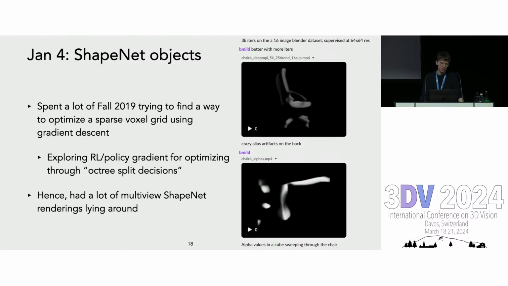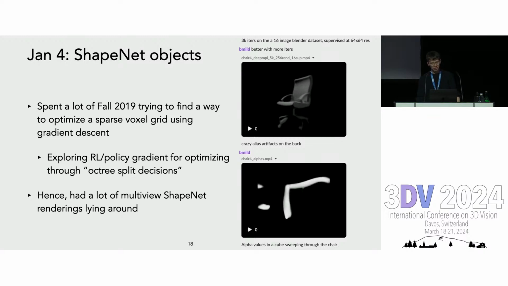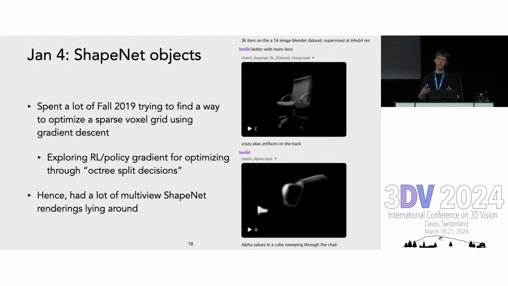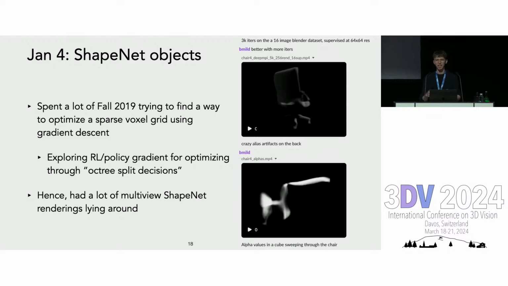So we had a bunch of ShapeNet objects lying around because the entire previous semester we had been trying to work on finding a way to directly optimize sparse voxel grid representations, mostly in the form of octrees. So we were getting really frustrated with all this stuff. We were saying, oh, we can't optimize with greedy heuristics for split decisions on the volume because we're going to fall into all these local minima and misfind structures and stuff, which later proved to be, of course, totally wrong when people revisited this idea.